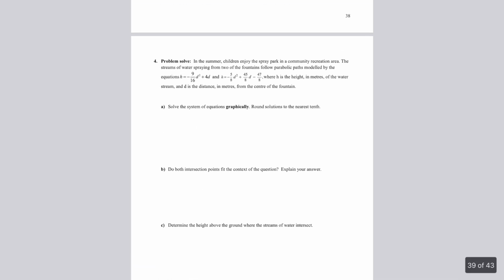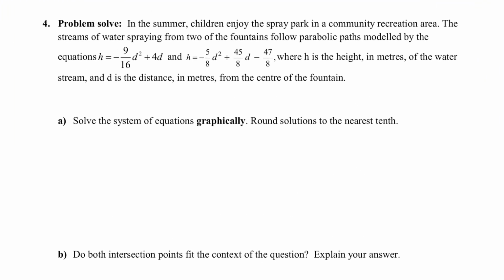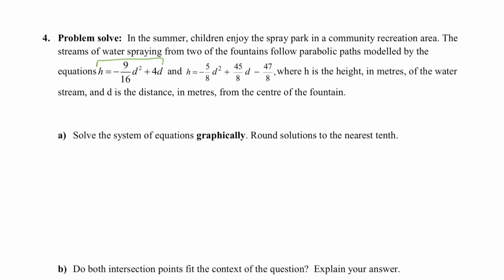Okay. Next one, word problem. In the summer, children enjoy the spray park in a community recreation area. The streams of water spraying from 2 different fountains follow parabolic paths modeled by this equation and this equation. So that's the first fountain and the second one, where h is the height in meters of water and d is the distance in meters from the center of the fountain. Solve the equation graphically. How would you do that?